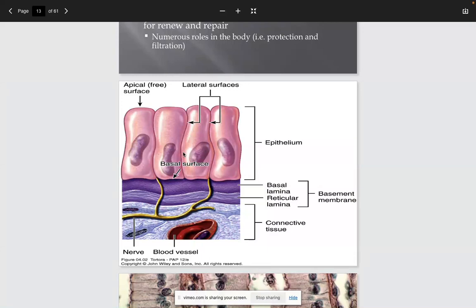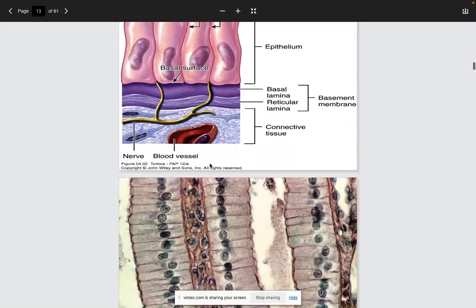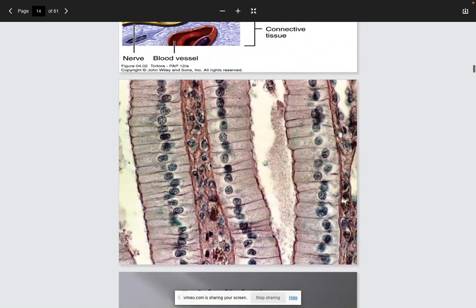I equated this to being the rooms in the house, right? This is just another picture. This is probably on electron microscopy, an EM scope, showing you the epithelium in its relationship to the underlying basement membrane. Here you would have the apical surface. Here you would have the lateral surface. And again, as we're approaching the basement membrane, you would see that there's a basal layer and a reticular layer.